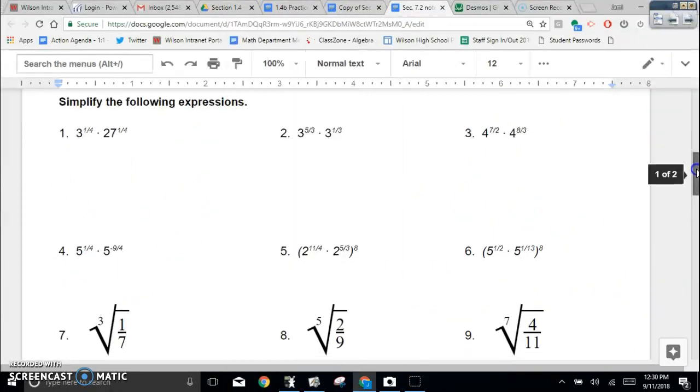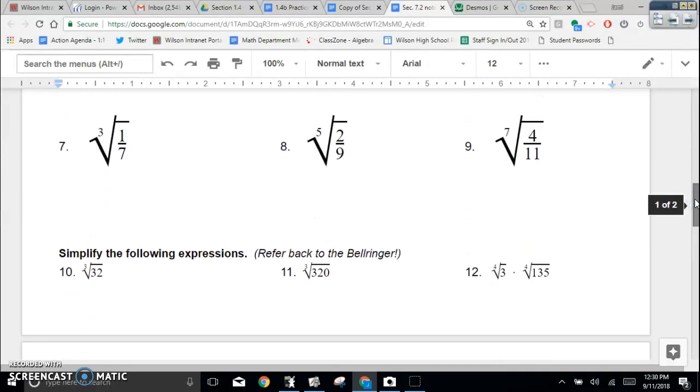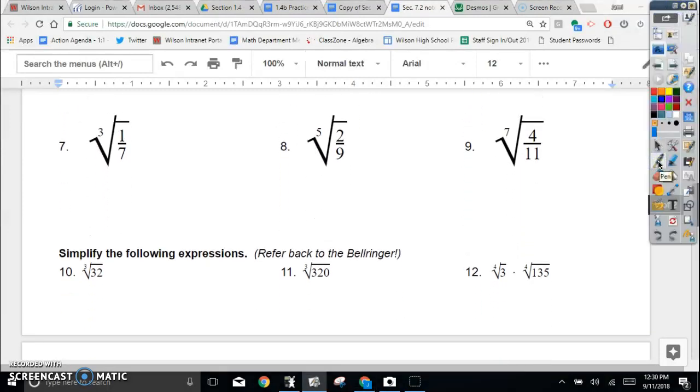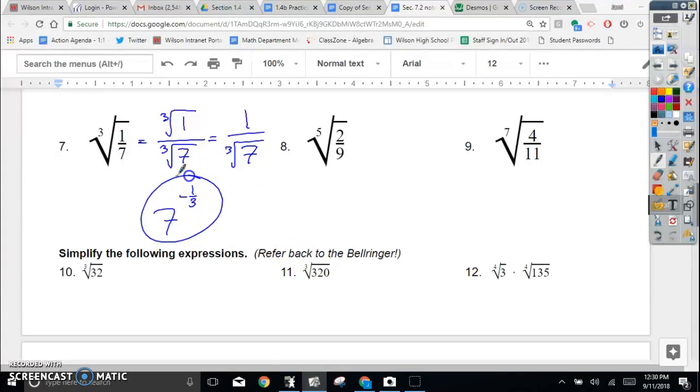Now remember, we are not writing these in simplest radical form, we're writing these in simplest exponential form. So when you do this, it's always best practice to kind of break it apart in steps so you don't overthink. So the cube root of 1 is 1. This is still the cube root of 7. So let's just write this as 7 to the negative 1/3. Because I move that up top, it's to the 1/3, to the negative in front.